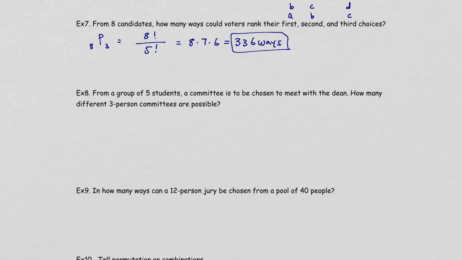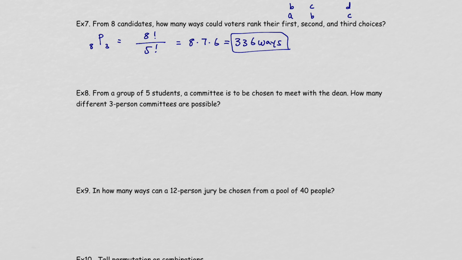Let's look at number 8. From a group of 5 students, a committee is to be chosen to meet with the dean. How many different 3-person committees are possible? So here, they just give you the number of people. Order is not going to matter, because if I have persons A, B, C, it will be the same group of people as B, C, A, right? So here, order is not going to matter because it's just a group of 3.